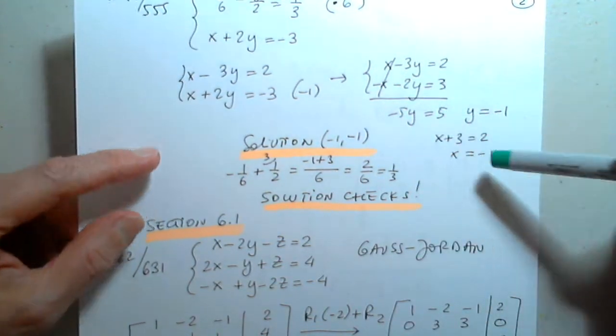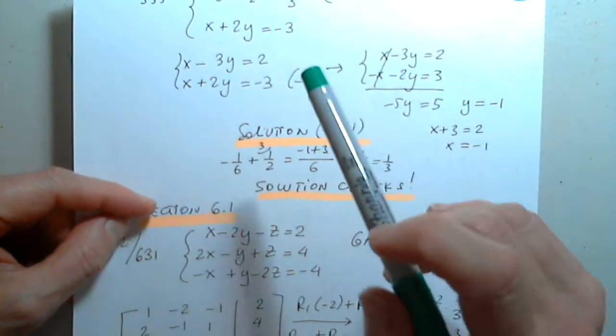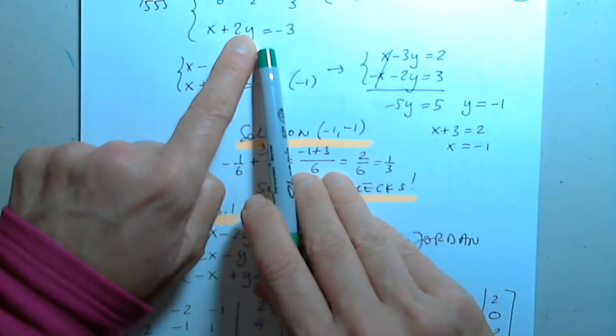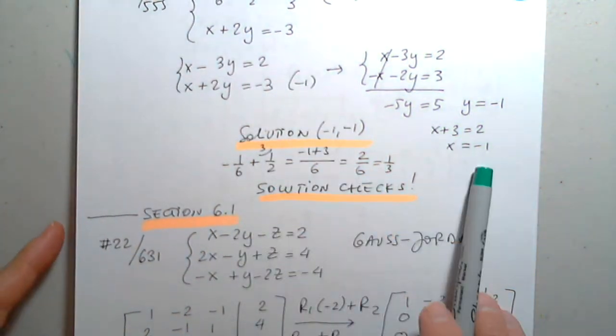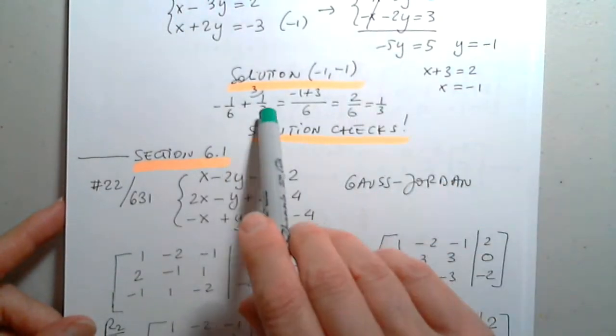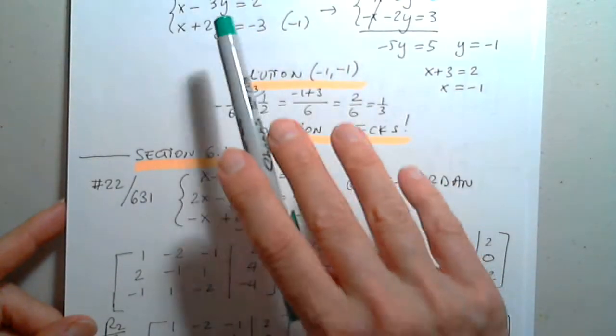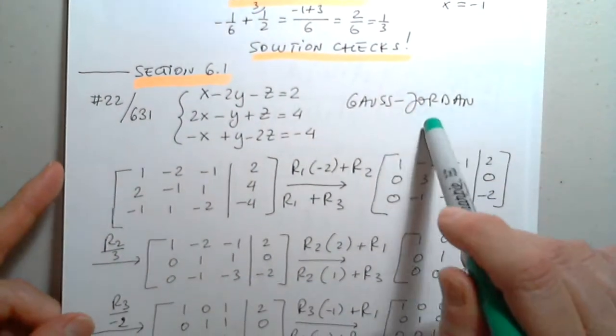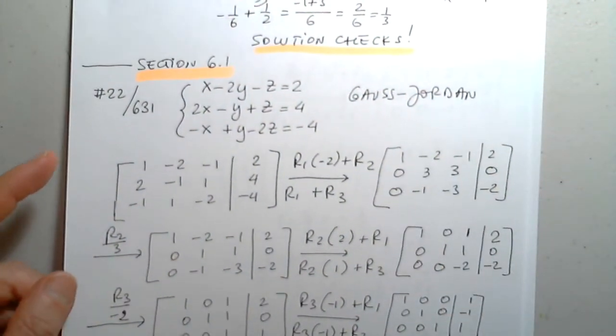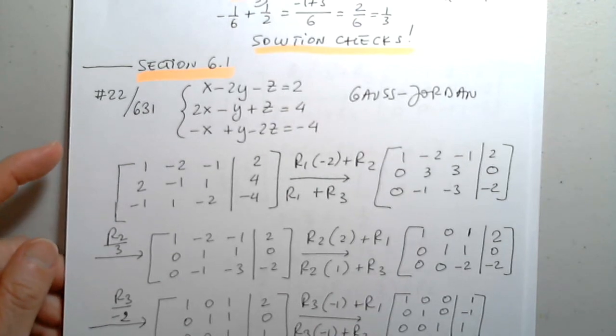I got negative 5 equals 5, so y equals negative 1. I went back here, replaced negative 1, so negative 3 plus 2 would be negative 1. I went back and I checked the solutions back in the original problem. Negative 1 is correct. Gauss-Jordan: I don't use Gaussian elimination with back substitution.